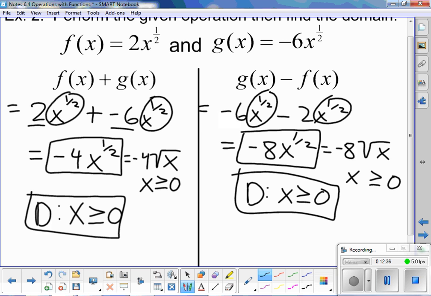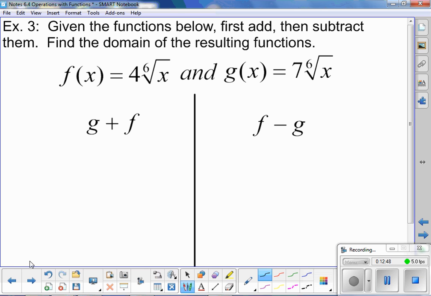Okay, so basically when you have a root, you set the inside bigger than or equal to 0 when you have an even root. When you have a denominator, you set the bottom not equal to 0. Okay, those are your two situations that may happen. This is very similar to the last one we just did. The notation's a little different.